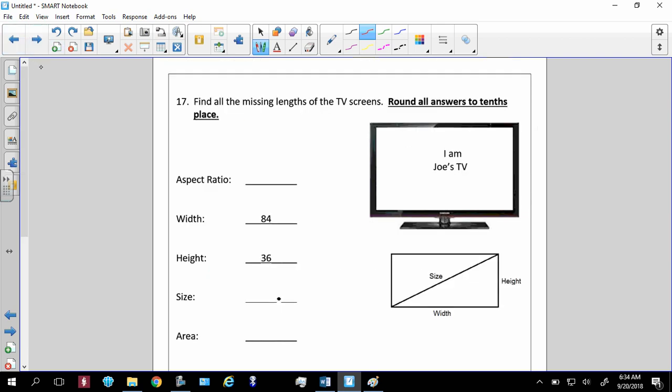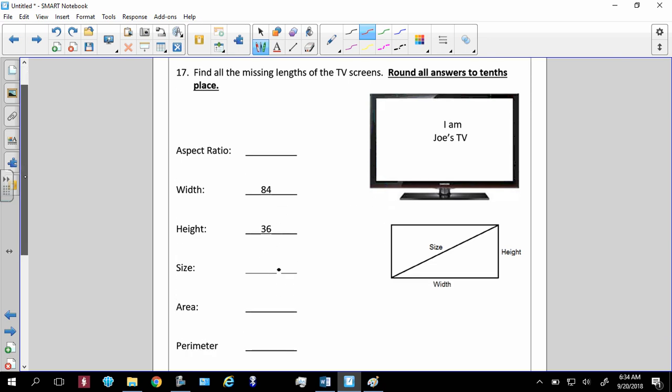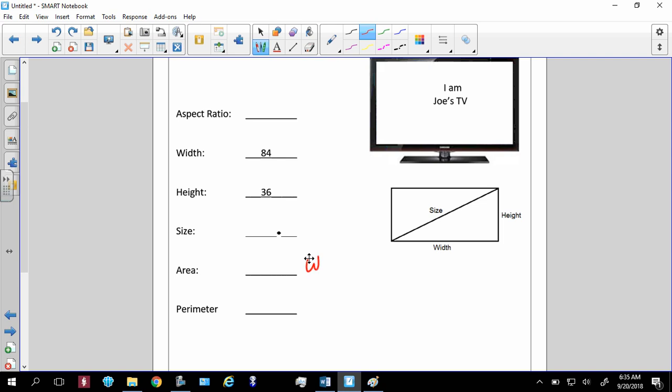Next one. All right, a lot of folks screwing up on this. The width and height. Let's go ahead and knock out the area because it's so simple. The area is width times height, which gives, most folks got this, 3024. Now remember, the perimeter is the distance around, so that's 84 plus 36 plus another 84 plus another 36. A lot of folks got that right, 240. But after that, it turned into half and half. We're at 50% with the rest of the stuff.